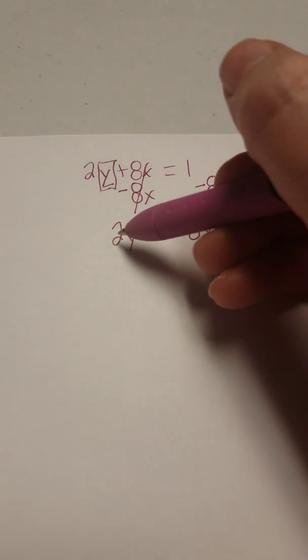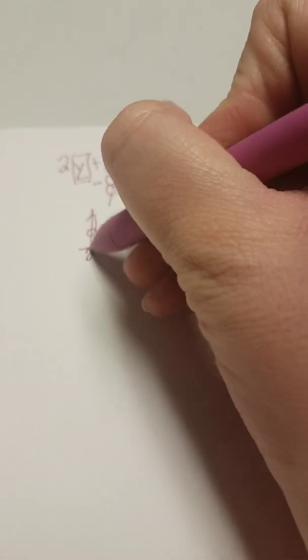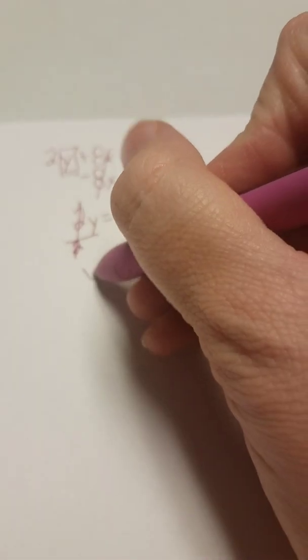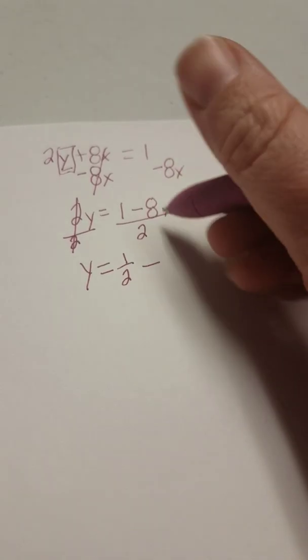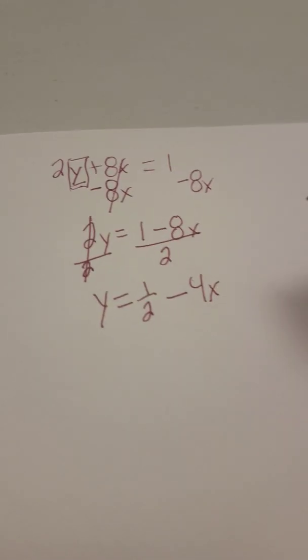And now, since the 2 is being multiplied to the y, I'm going to divide it by 2, and then I'm going to divide everything over here by 2. So I end up with y equals 1/2 minus, and then 8 divided by 2 is 4x. So that's my new equation.